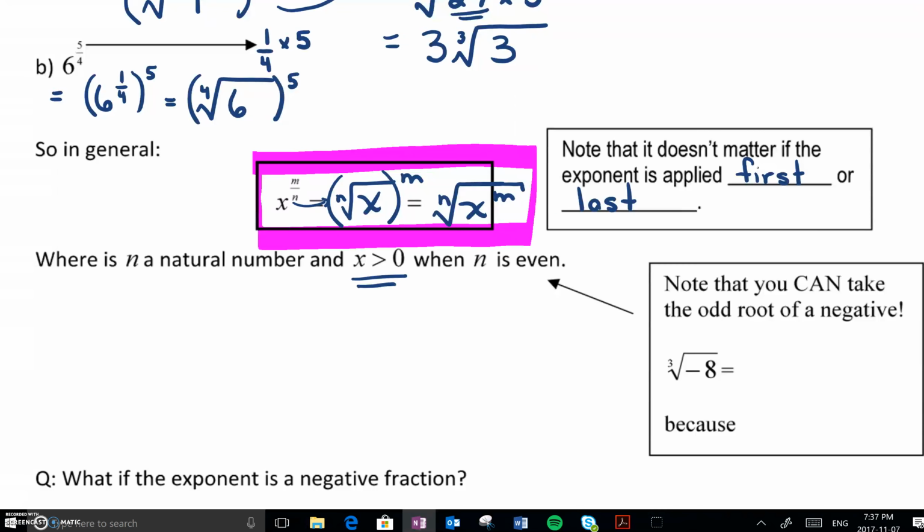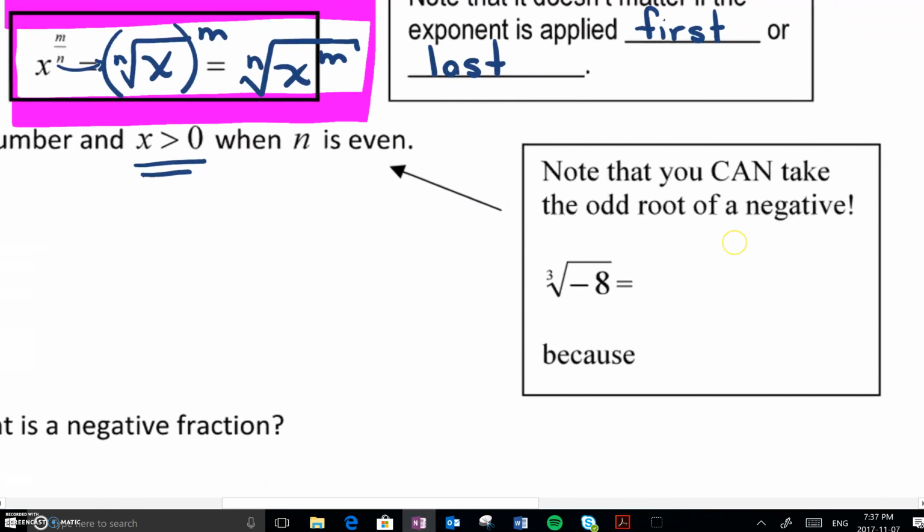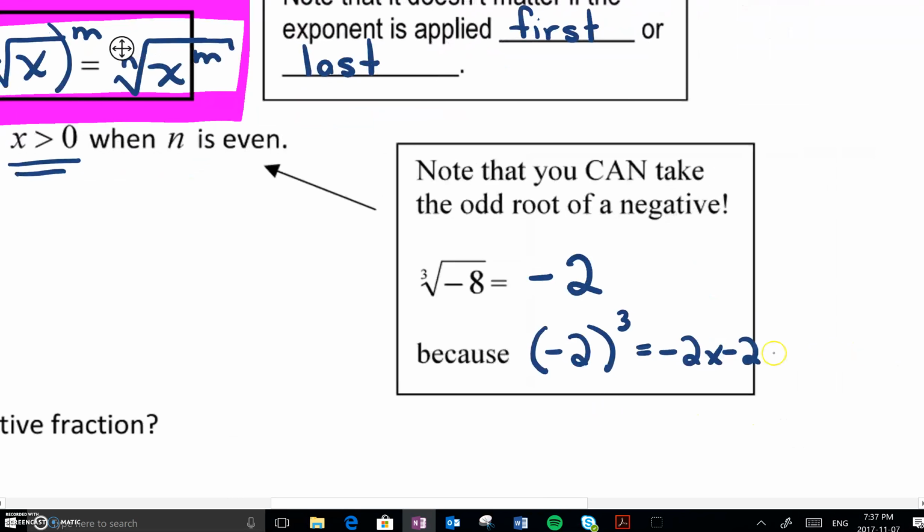So note that you can take the odd root of a negative. So what I just said, you can't take the even root of a negative, but you can take the odd root of a negative. So if you realize that the third root of -8, I'll tell you what the answer is. It's -2. And that's because -2 to the power of 3 is equal to -2 times -2 times -2, and that gives us -8. So you're allowed to have an odd root of a negative, just not an even root of a negative. So that's the key word here.